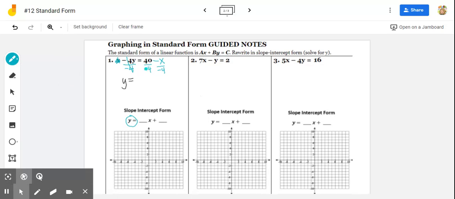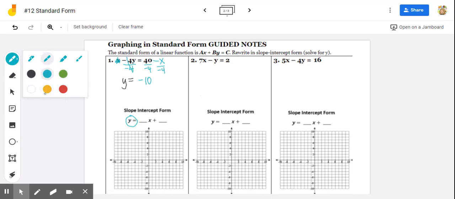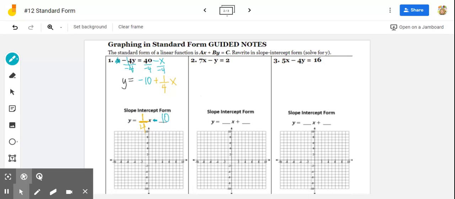40 divided by negative 4 is negative 10. And a negative 1 divided by negative 4 is going to leave us with a positive 1 over 4x. Ooh, that should look pretty familiar, ladies and gentlemen. That is what we found when we used our graph. Our slope was rise 1, run 4, and our y-intercept was at negative 10. Huh, you mean I could actually do that and find it out algebraically.